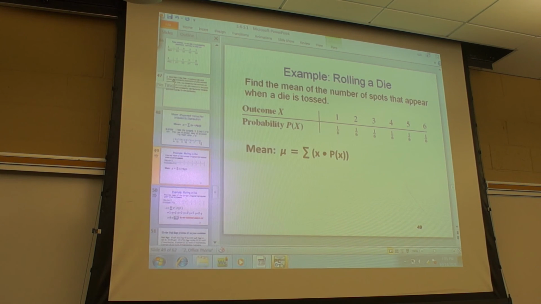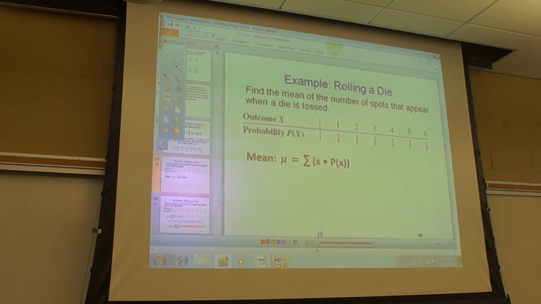Here's an example rolling a dice. You guys are doing this with me. So here's my outcomes. This is the first one we saw, right, with all the possibilities 1 through 6 of rolling a dice, each with a 1/6 chance. So what's the mean number? If I roll the dice over and over and over again and average all the rolls, what would they average to? That's the question.